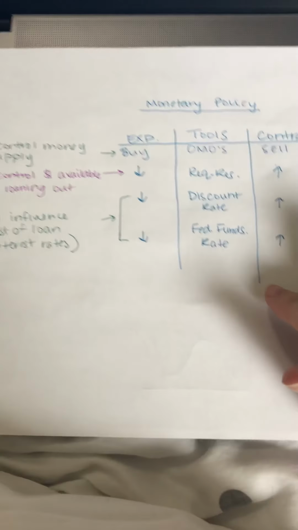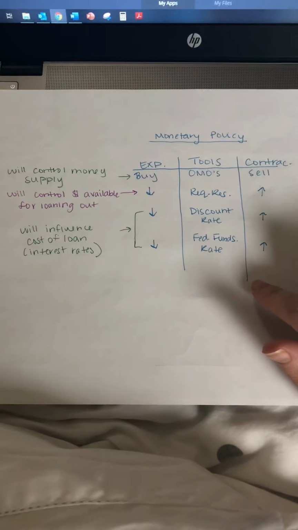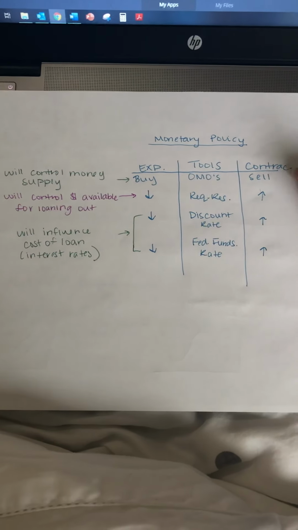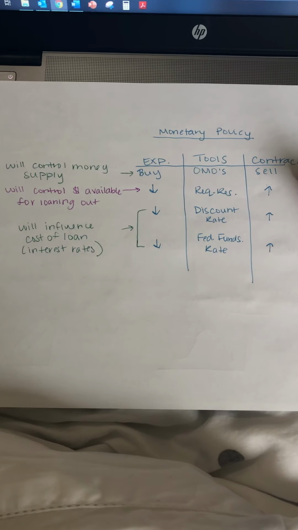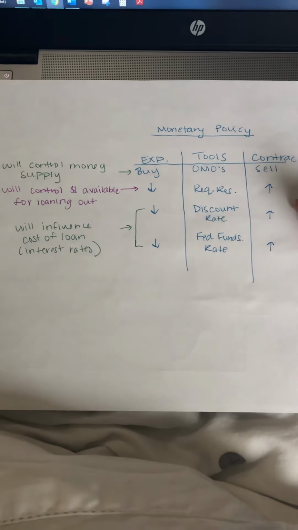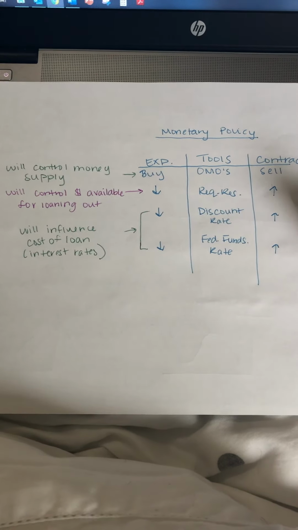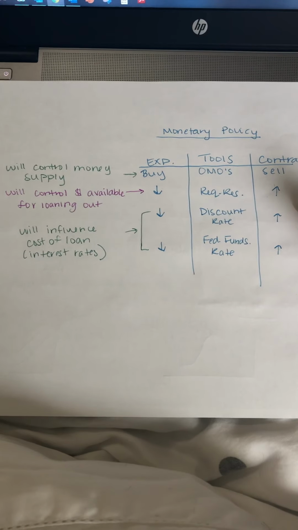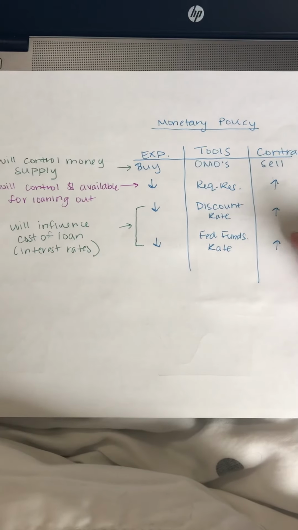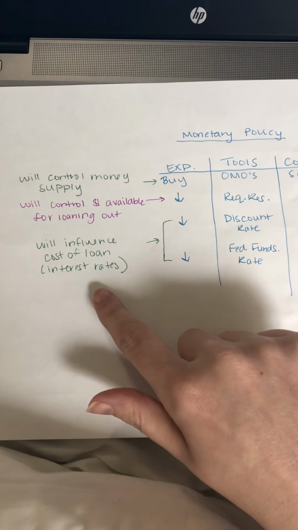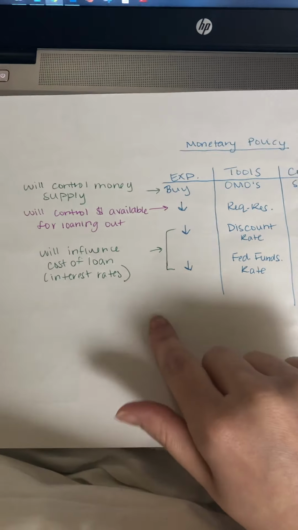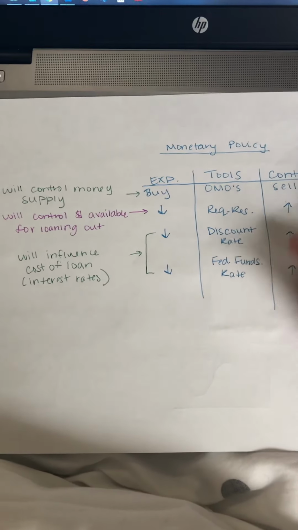Okay, so kind of a bigger picture here. Let's see if we can do this. When we buy and sell bonds, that's controlling the actual money supply in the economy. When we change the reserve requirement, they are changing how much money is available for loans. And when they change the discount rate and the federal funds rate, that's going to influence the cost of loans. So these notes over here might be helpful in understanding why they use these different tools.